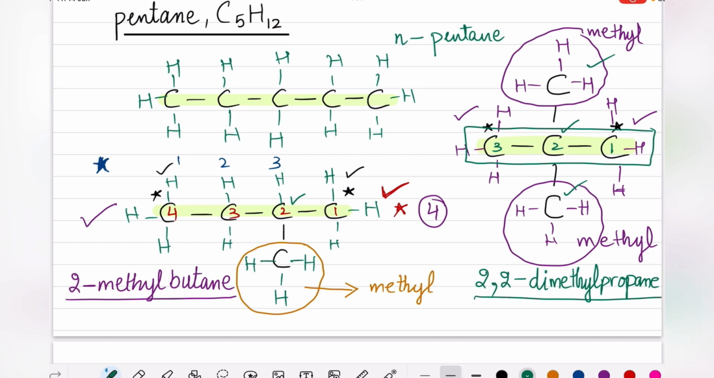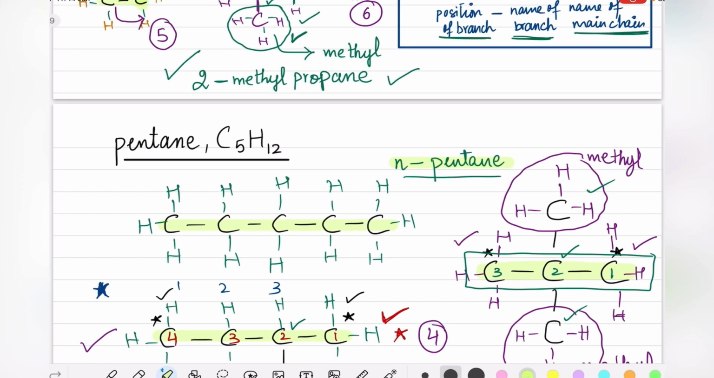So this is all about the isomers of pentane. An alkane with 5 carbon atoms has 3 isomers: n-pentane, normal pentane, 2-methylbutane, and the last one is 2,2-dimethylpropane. These three are isomers of each other because they have the same molecular formula, C5H12, but different structural formulas due to the different arrangement of carbon atoms in them. So this is all about the isomers of alkanes.